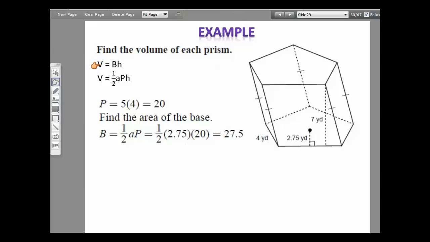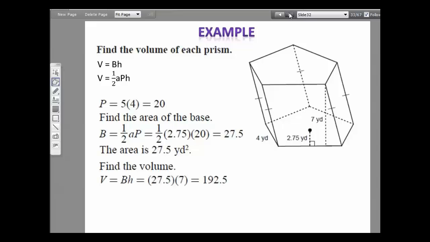So remember, we're looking for volume. We just found capital B, and we know the height of the prism is 7. So the area is 27.5 yards squared. Find the volume. In for capital B, I got 27.5. For the height, I got 7. The calculator tells us it's 192.5. So the volume is 192.5 yards cubed. Let's look at another example.